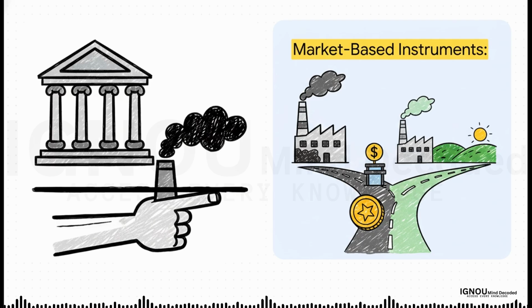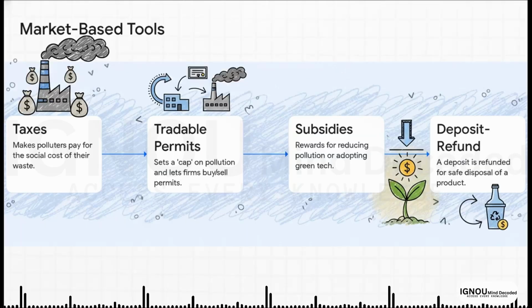The more modern approach is using market-based instruments. This is a lot more clever. It uses economic incentives to get businesses to change. Basically, it makes it expensive to pollute, so companies are motivated to find the cheapest, most efficient way to clean up. And here are some of the most common market-based tools.